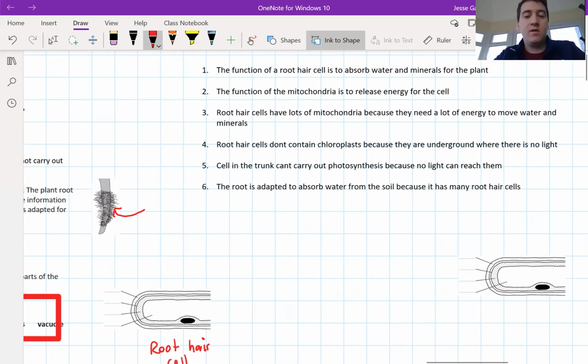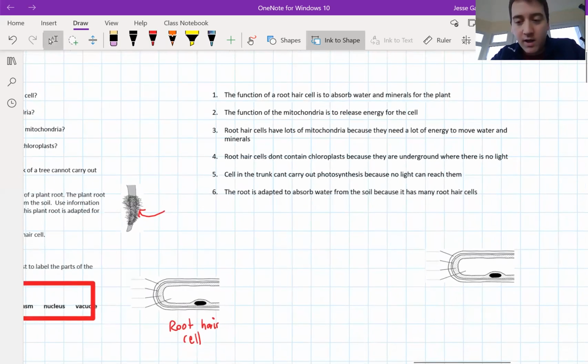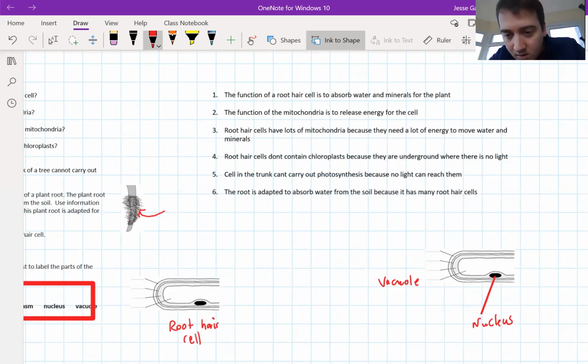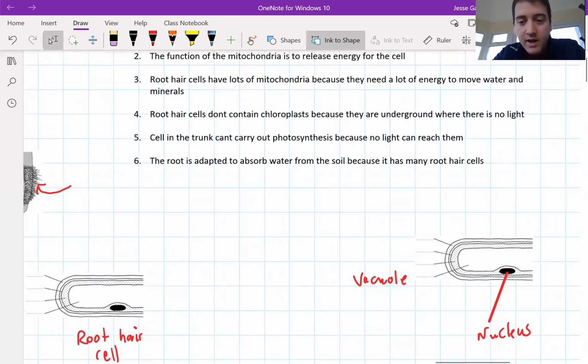The last thing you had to do is label the root hair cell. So this is what you should have. First of all, I see a nucleus here. So there's nucleus, this, and then we have 4 labels. So this white space in the middle, that's going to be the vacuole. Well done if you said that. Just having a closer look here, the very outside here is going to be your cell wall.